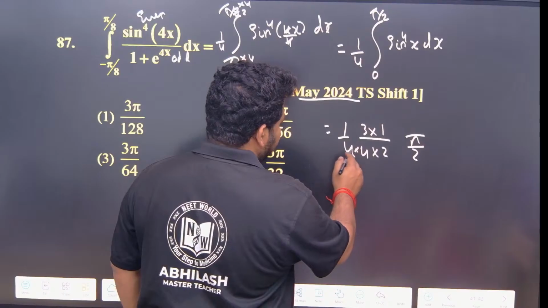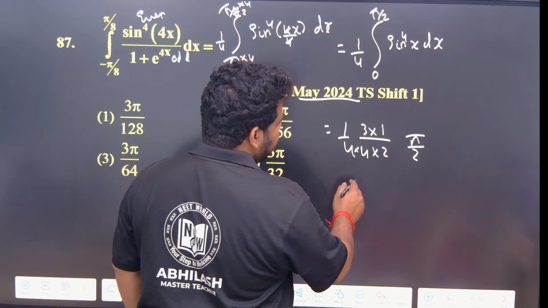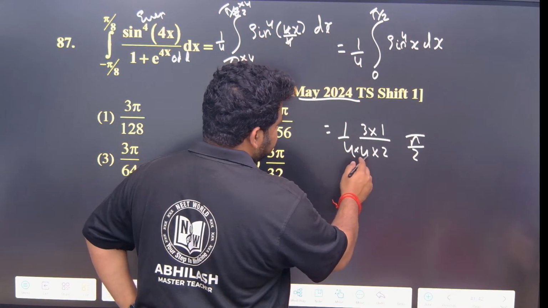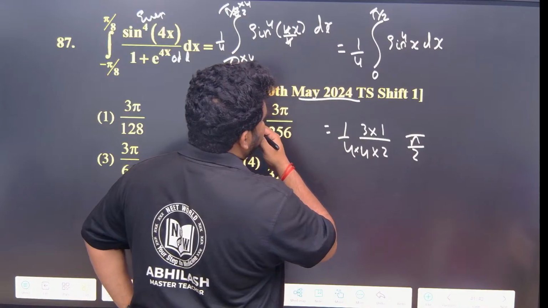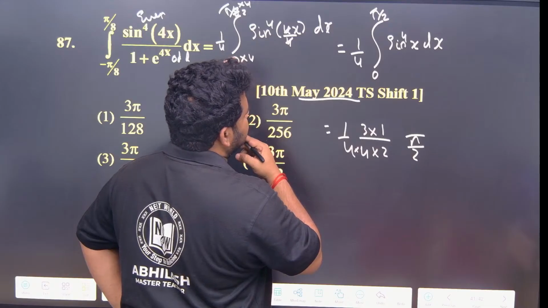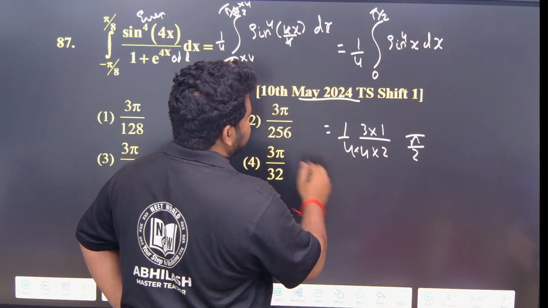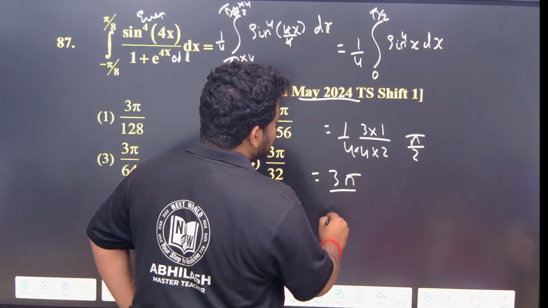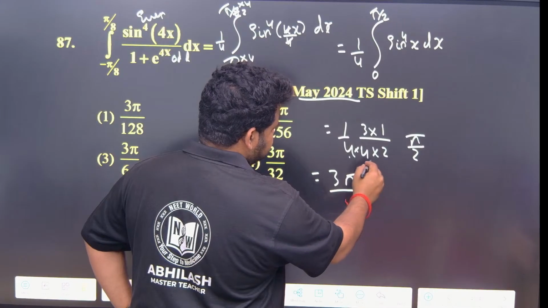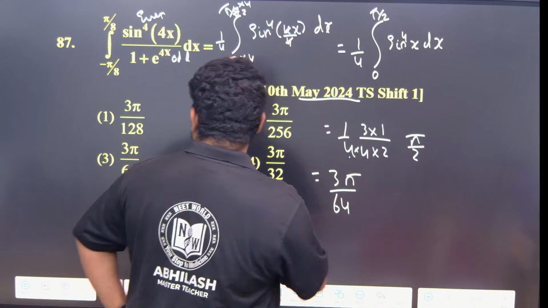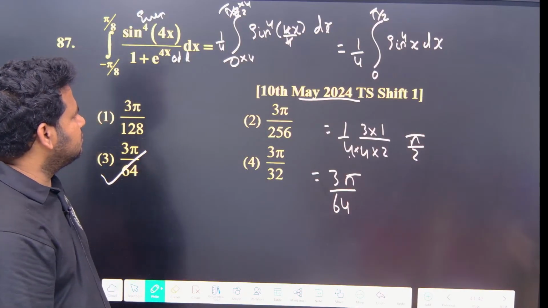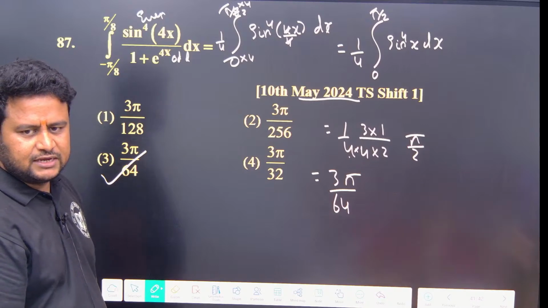So what is this? 4 4s are 16, 16 2s are 32, 32 2s are 64. Correct? Let us wait. 4 4s are 16, 16 2s are 32. Something is missing. 1 by 4 into what? This is 3 into pi by 2. 1 by 4, this is 4 into 2. This is 3 into 1. Okay, this is correct. 3 pi by, what is this? This is 4 2 2s are 4, 4 4s are 16, 16 4s are 64. So the answer will be the third option. Understood everyone? Any doubt here?